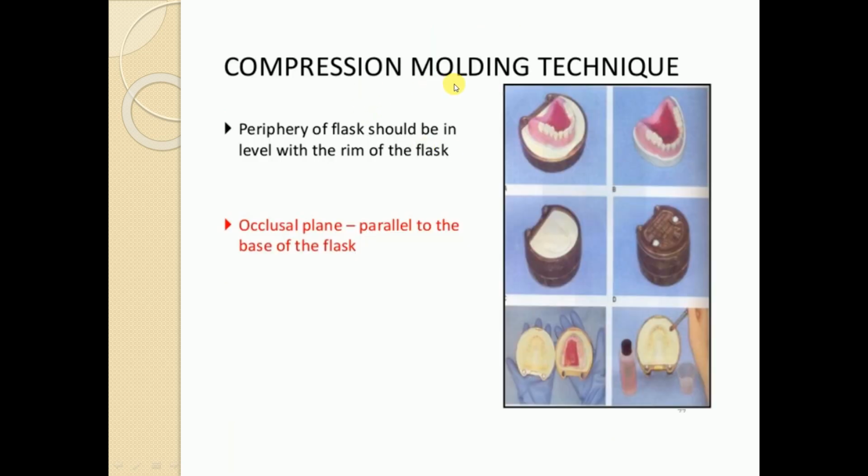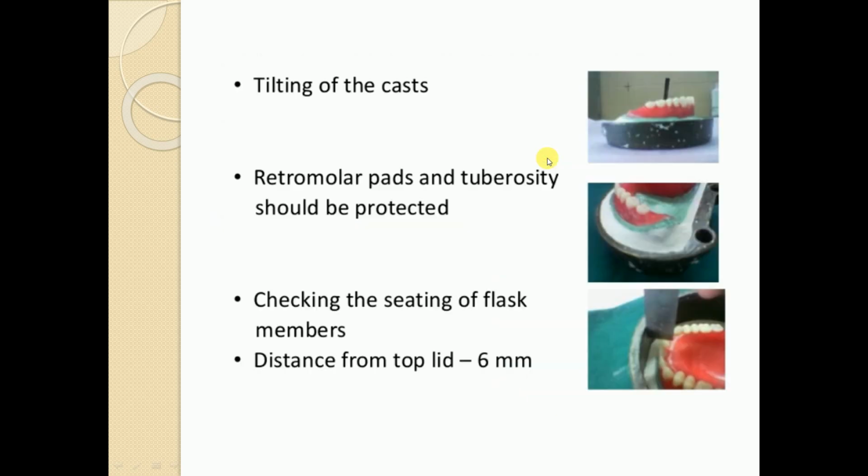Coming on to the compression molding technique, the periphery of the flask should be level with the rim of the flask. The occlusal plane should be parallel to the base of the flask. Tilting of the cast: the retromolar pad, or in the upper, the tuberosity, should be protected. Check the seating of the flask members; distance from top to lid should be 6 mm.